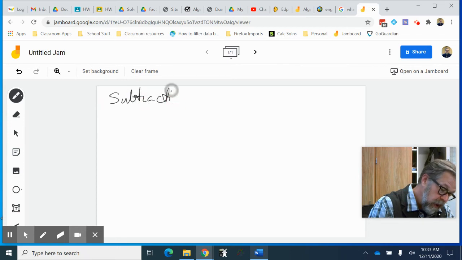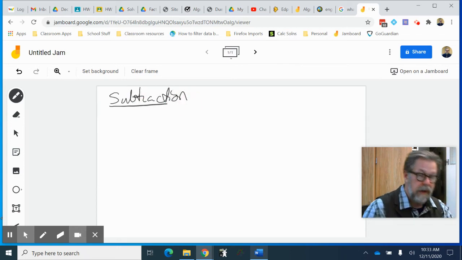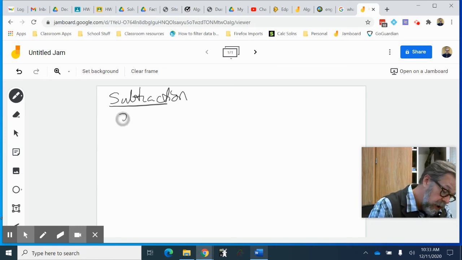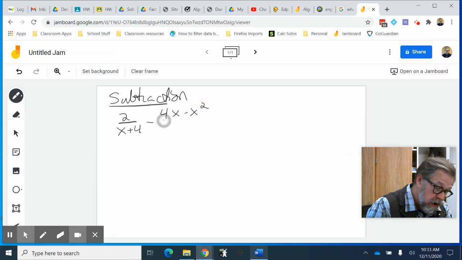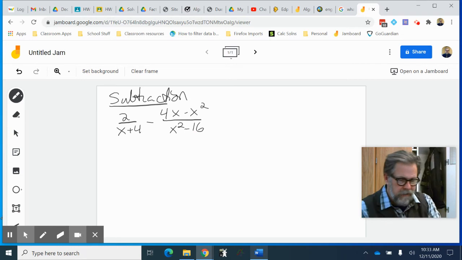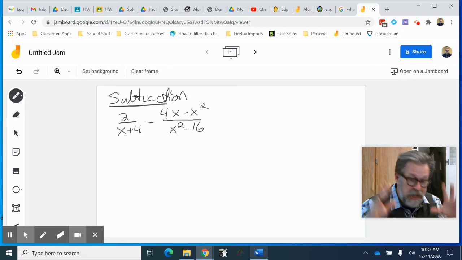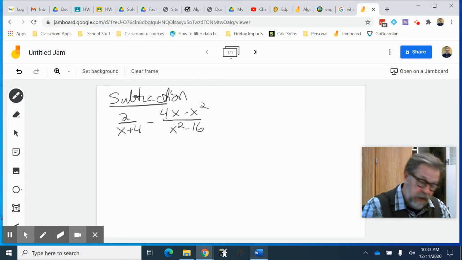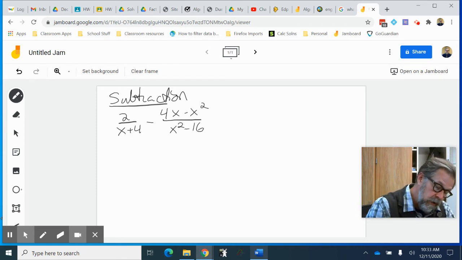Subtraction, because there's another common error that people make. So let's start with 2 over x plus 4 minus 4x minus x squared over x squared minus 16. Now, you may have noticed something here. Ignore it. Resist. I want to show you how to do this, because we're going to start by factoring the denominators.